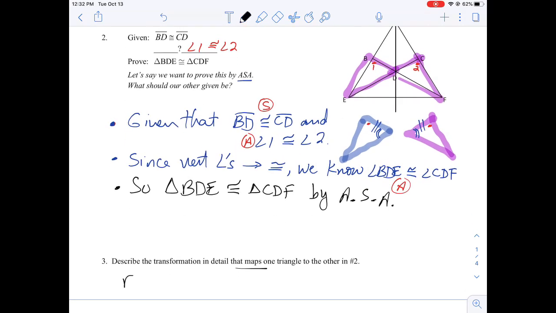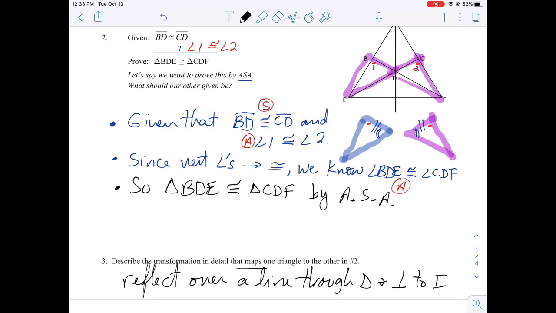So I would probably say something like reflect over a line through D and perpendicular to EF. That way it passes through D like we want it to, and it forms a right angle with EF.